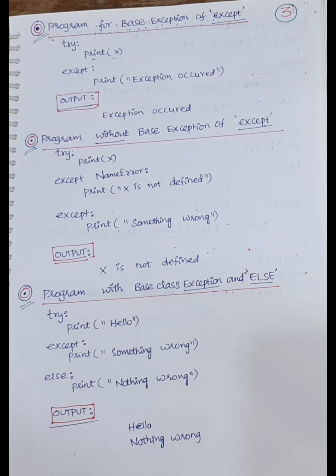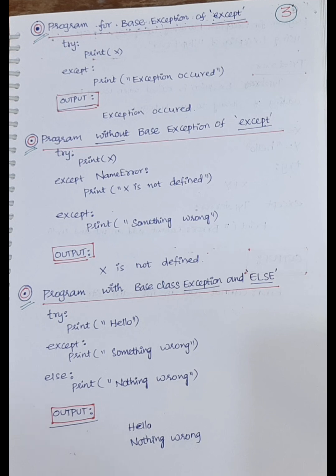But here we cannot get the error. Instead of that, what we write in the except, what we are going to handle that type of error, we write in the except block in the print output statement. That is, exception occurred, error occurred. The output is exception occurred. Why? Because we didn't give the value for the x.